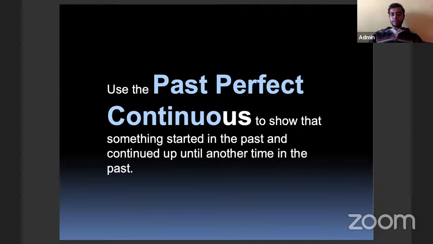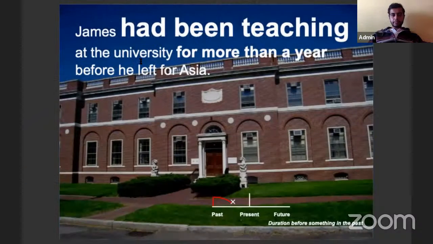Now, what is the past perfect continuous? The past perfect continuous shows that something started in the past, which is the past term, and then it continued, which is the continuous portion, up until another time in the past, which is the perfect portion. Something started in the past and continued up until another time in the past. That is the past perfect continuous. Let's look at some examples.